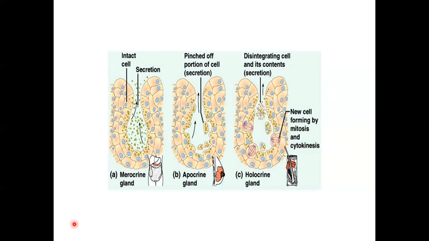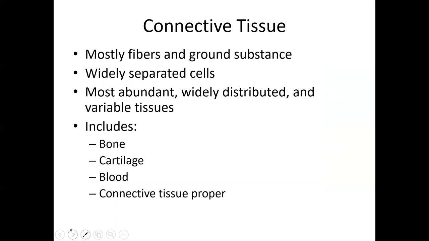So those are all epithelial tissues. And again, epithelial tissues are just cells, sheets of cells. Connective tissues, different story. Connective tissues are mostly other material. They're cells, but they made a lot of stuff. So it's mostly that extracellular material. The cells are separated out pretty far and there's a lot of stuff.